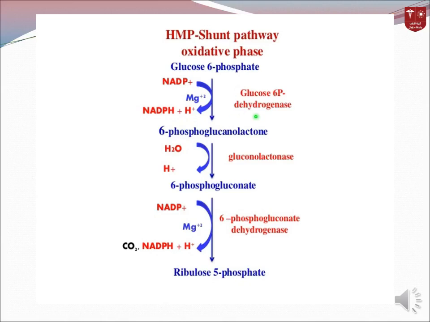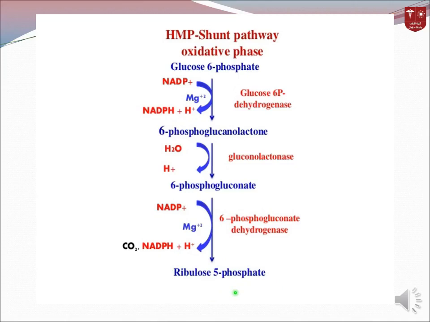This enzyme is particularly important because it's linked to a common genetic disease. As you can see here, the oxidative pathway produces two compounds of biological importance, which are NADPH and ribulose or ribose 5-phosphate. Of course, ribose can be derived from ribulose, and so there is production of riboses here. Riboses are very important molecules for synthesis of DNA and RNA.